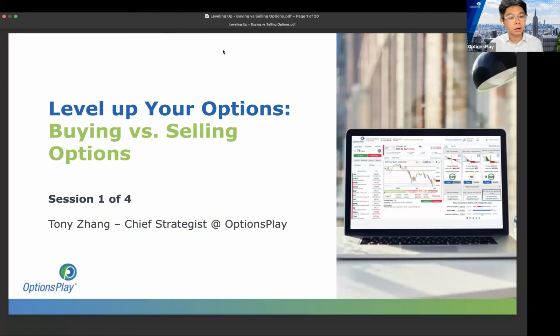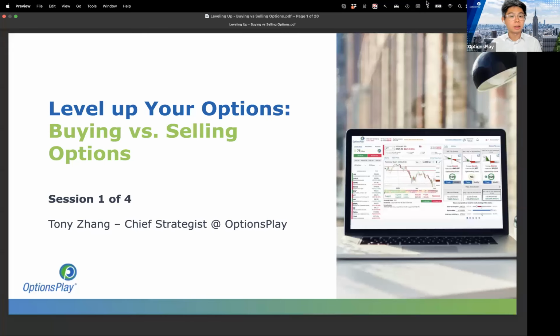I'm the chief strategist here at OptionsPlay, and this is session number 1 of 4, where we are starting out at the very beginning of the foundations of options trading, talking about buying versus selling options, the core strategies that are going to make up the strategy driver of any type of option strategy you trade. No matter how simple or complex, your strategy is going to be driven off of one of the 4 foundational option strategies that we will review during today's session.